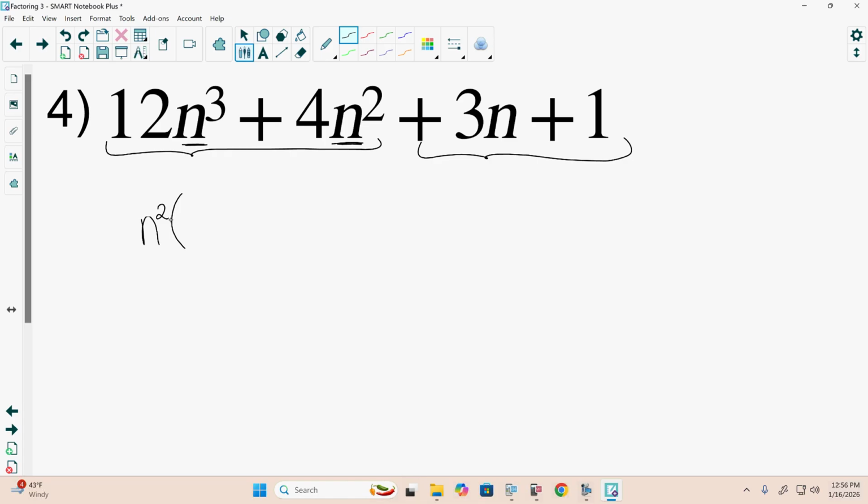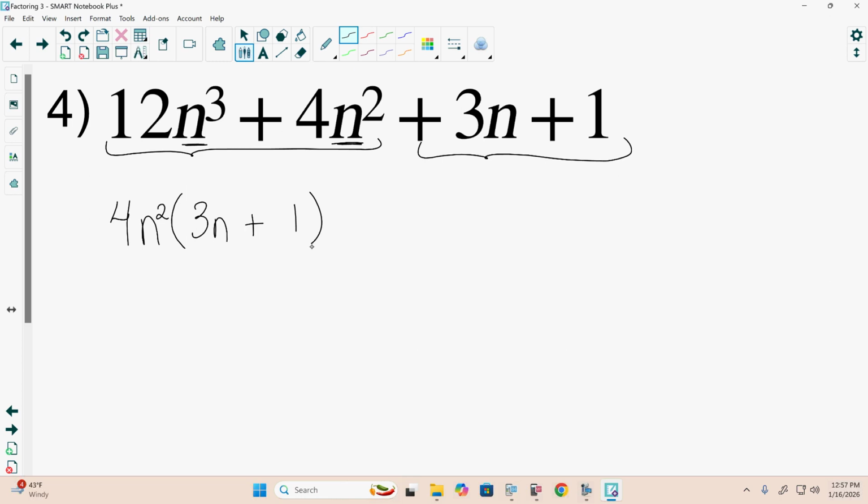Now we need to figure out what goes into both 12 and 4. 4, because 12 divided by 4 is 3. N cubed, if we take n squared out, we have n, 3n, plus. If I factor 4 out of 4, 1. If we factor n squared out of n squared, we also have 1. Because 4n squared, if I take the whole thing out, we're left with 1.